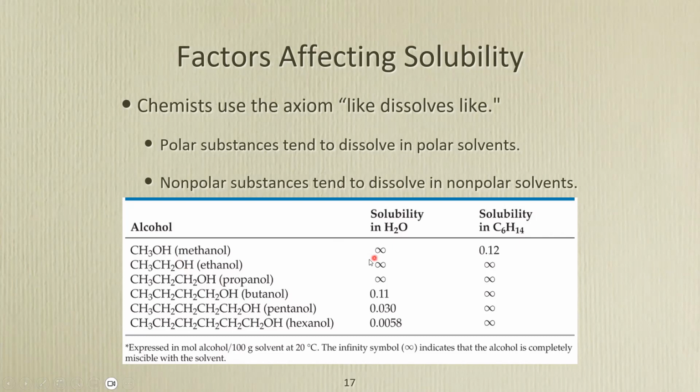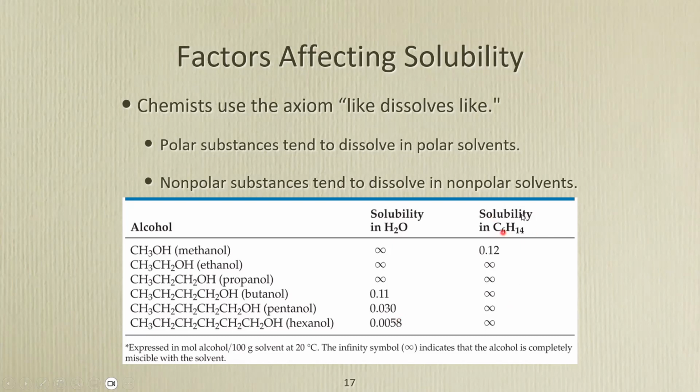That's why we've got the infinite symbol. Whereas when we get to these larger alcohols, now the nonpolar piece makes up a larger percentage of that molecule, so it has a larger impact. That's why we see the solubility decrease. So as we're going down this table, we'll see the polarity decrease of these different alcohols. So that's why in water, we see the solubility decrease as well.